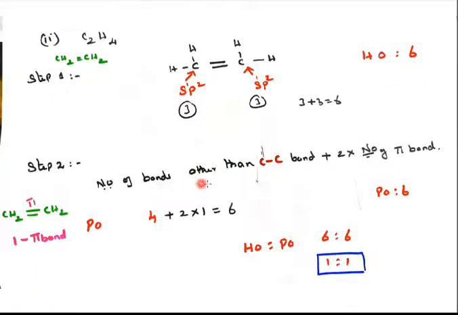Then step 2: number of bonds other than carbon-carbon bonds plus 2 into the number of pi bonds. Our CH bonds alone are to be counted: 1, 2, 3 and 4. So 4 plus 2 into 1 pi bond, equal to 6. So the pure orbitals are 6. The ratio of hybridized orbitals to pure orbitals is 6:6, which is nothing but 1:1. This is the way to find the ratio of pure orbitals and hybridized orbitals.